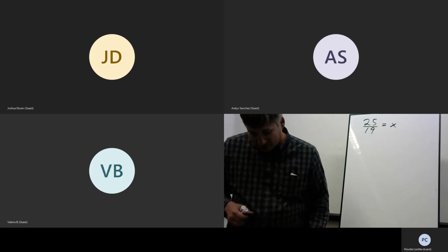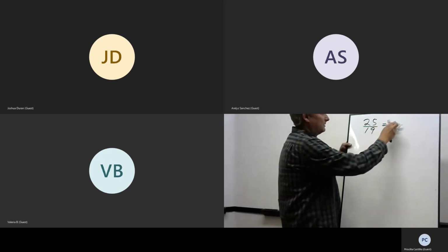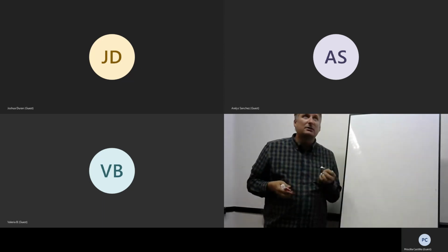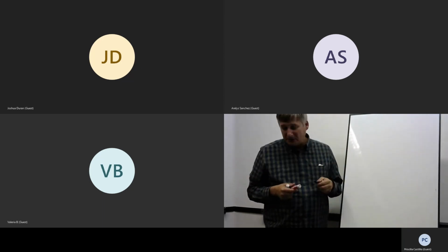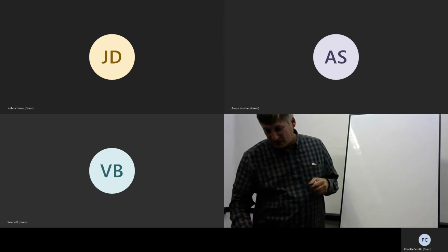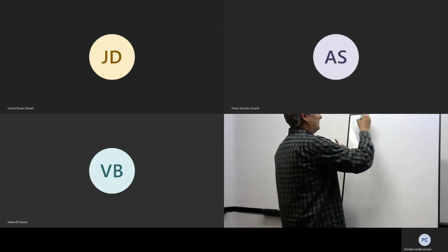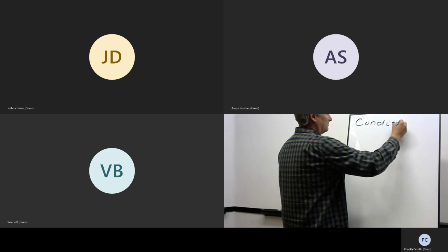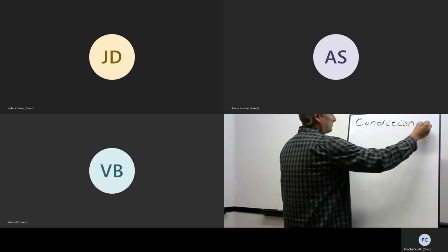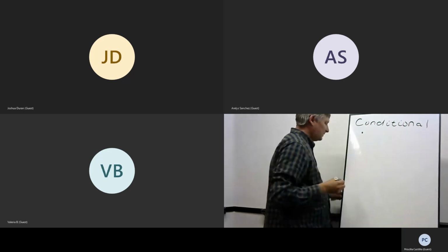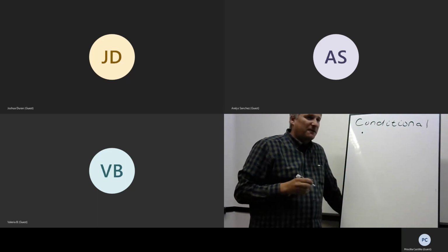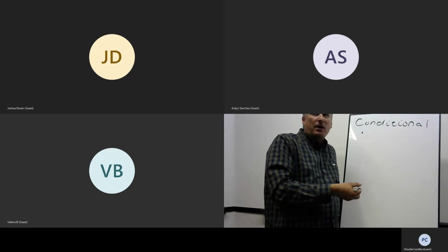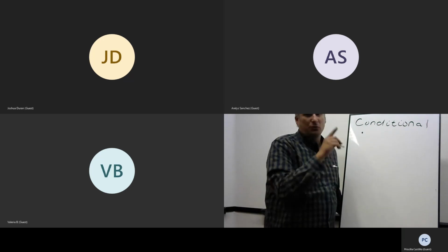So the last thing I want to mention: conditional, inconsistent, and identity. So conditional. For conditional, there's a finite number of solutions. In all the examples we've done so far, they're conditional. They've had just one solution.